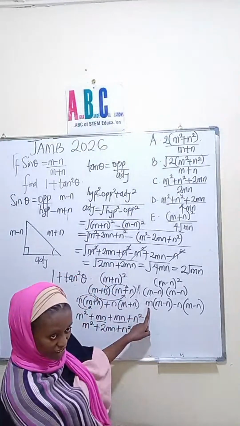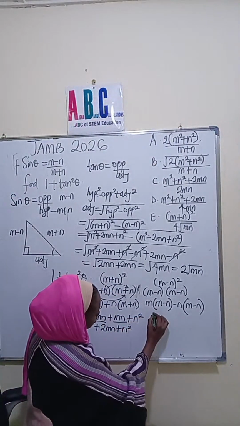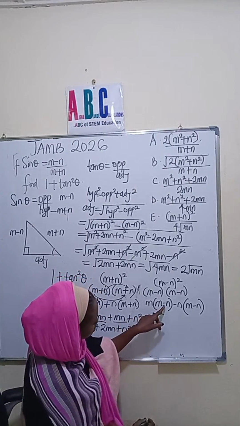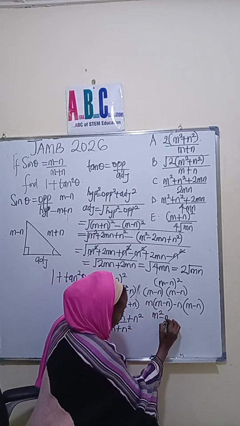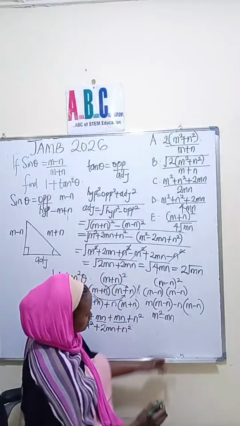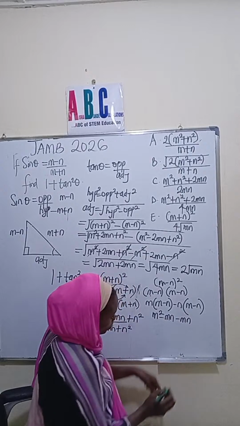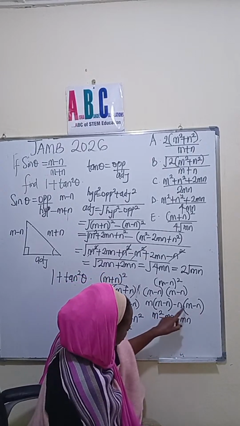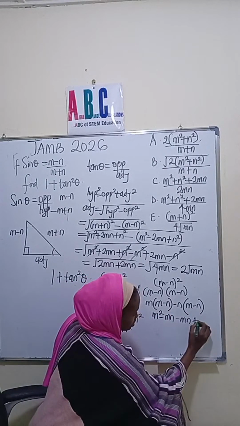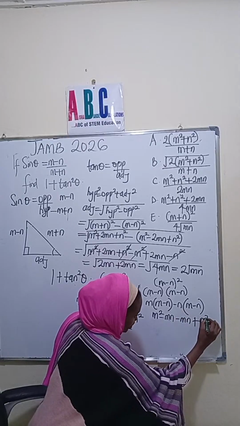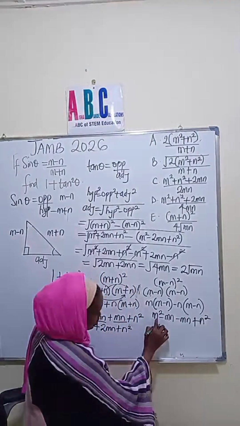Now let's expand. M times m is m squared. M times minus n is minus mn. Be very careful with the signs. Minus n times m is minus mn. Minus n times minus n: minus times minus is plus. N times n is n squared. So this is m squared.